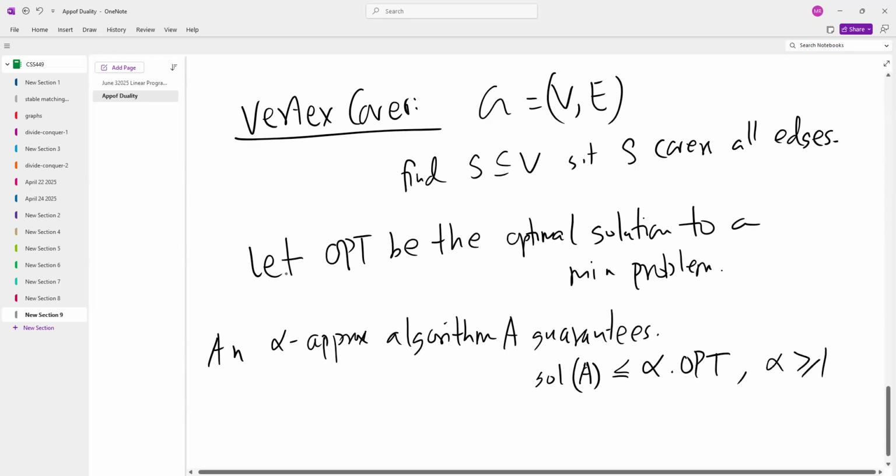Okay? So for example, for vertex cover, if this is the optimal number of vertices in the vertex cover, and then let's say alpha is 2, then this says that my heuristic approximation algorithm is guaranteed to give at most 2 times the optimal solution. So if you can design the algorithm in such a way, then that's a correct approximation algorithm. Okay? And now our goal is to see how we can find such an algorithm. Okay.